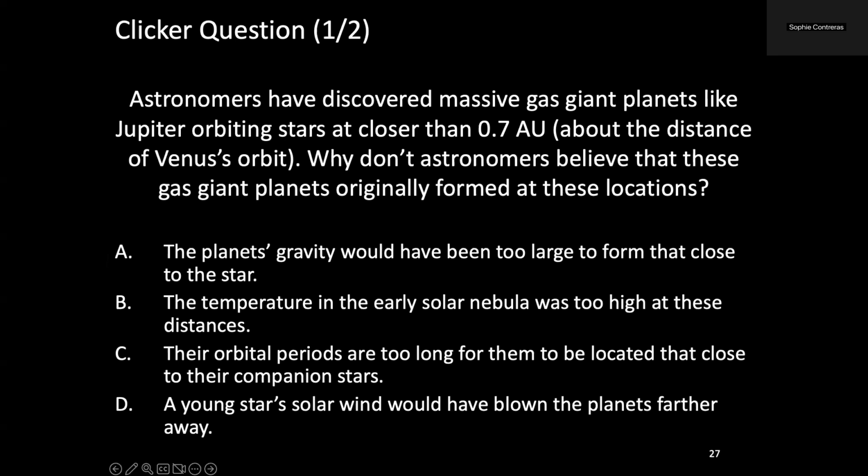Okay, astronomers have discovered massive giant planets like Jupiter orbiting at stars closer than 0.7 AU, about the distance of Venus's orbit. Why don't astronomers believe that these gas giants originally formed at that location? Is it A, because the planet's gravity would have been too large to form them that close to the star? B, the temperature in the early solar nebula was too high at those distances? C, the orbital periods are too long for them to be located that close to their companion stars? Or D, a young star's solar wind would have blown the planets further away?